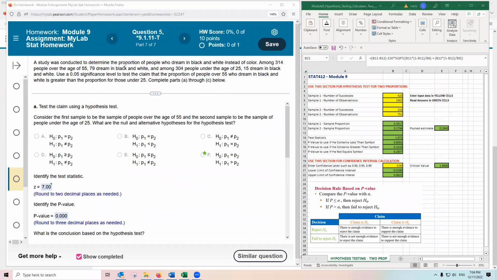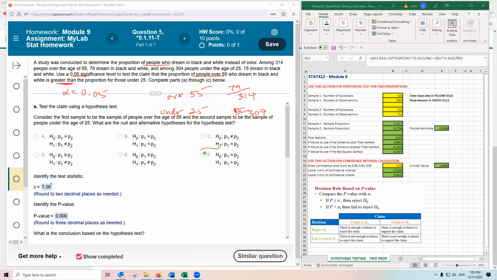It says, a study was conducted to determine the proportion of people who dream in black and white versus color. For people over 55, 79 out of 314 dream in black and white. And under the age of 25, 15 out of 304 dream in black and white. All right. Use 0.05, so alpha is 0.05 significance level, to test the claim that the proportion of people over 55 is greater than the proportion under 25.